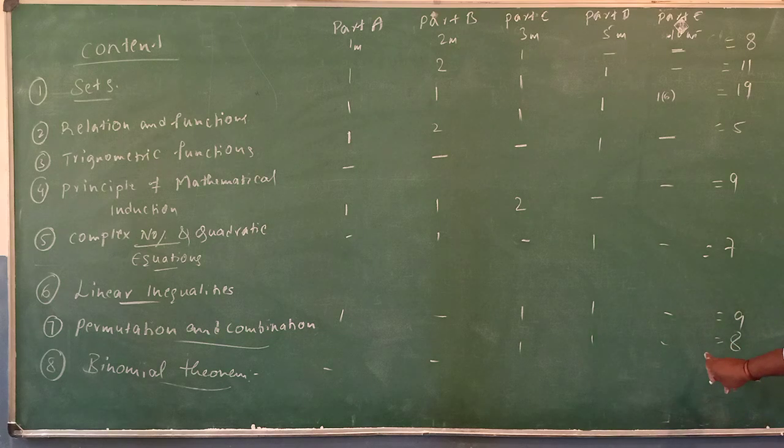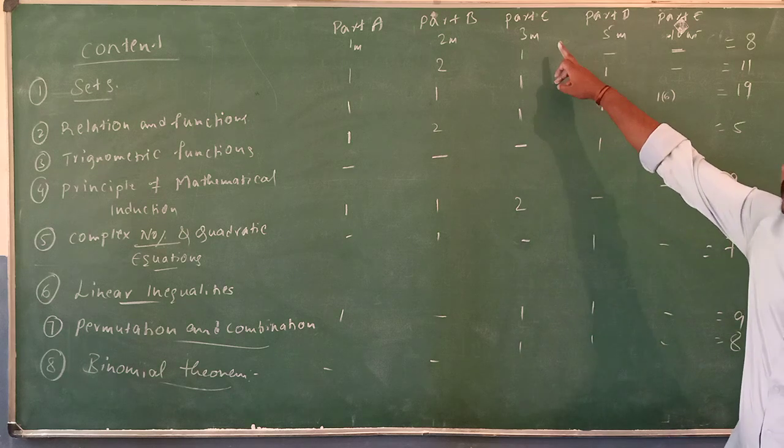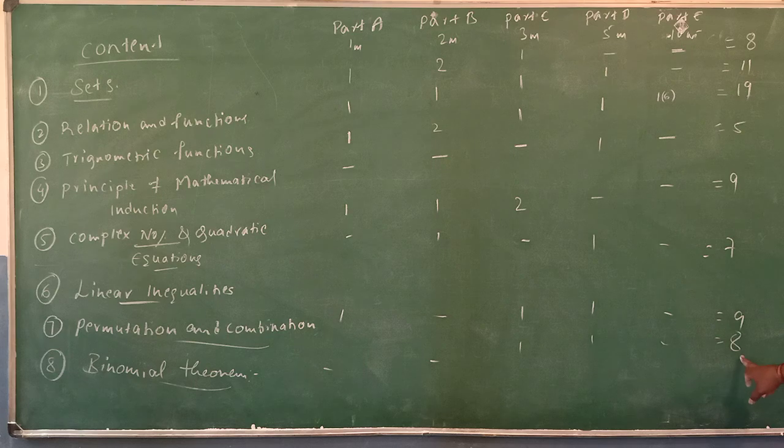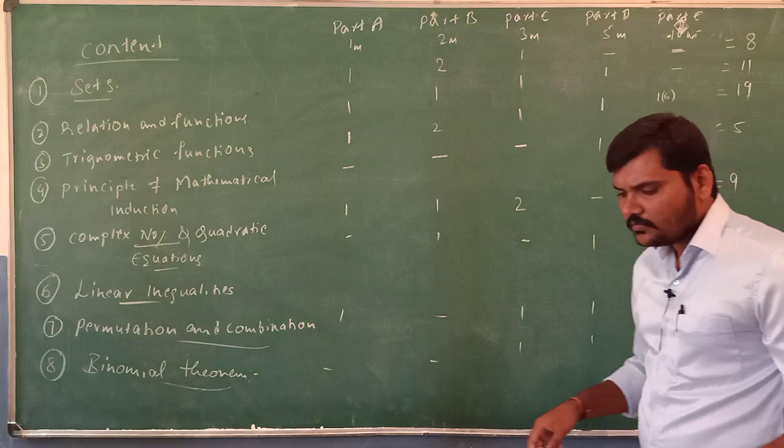So this is the easiest chapter among your syllabus, that is the binomial theorem. There will be only 2 questions in binomial theorem. One question is allotted for 3 marks and another question is allotted for 5 marks. Then the total marks is going to be 8. Okay, just pause the video and note down these points.